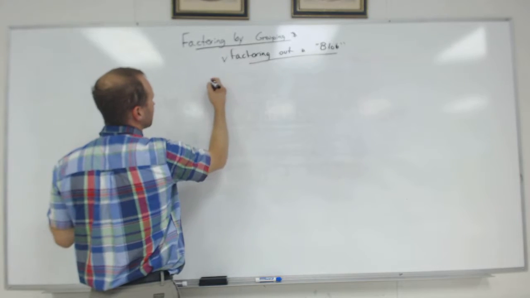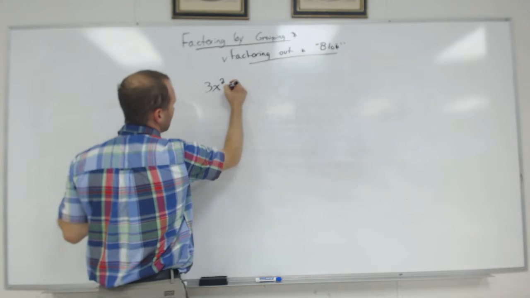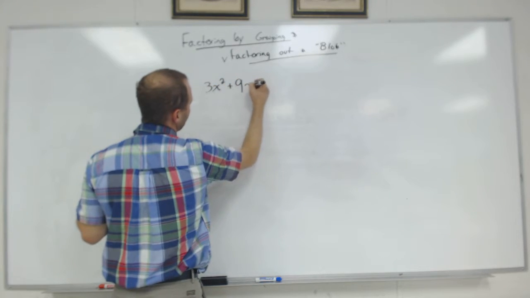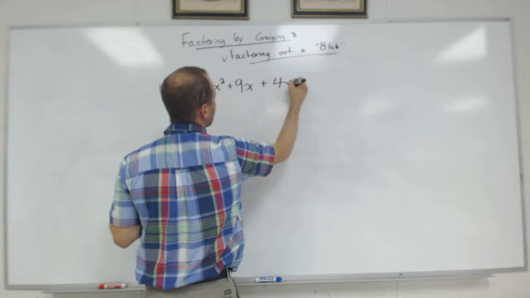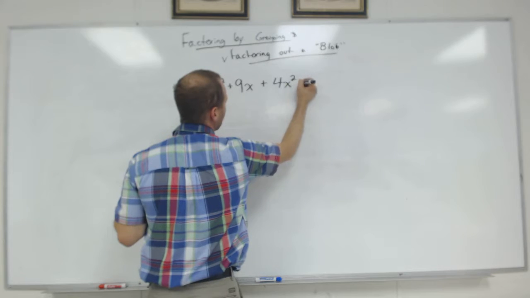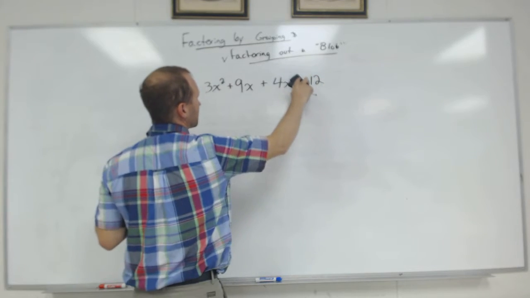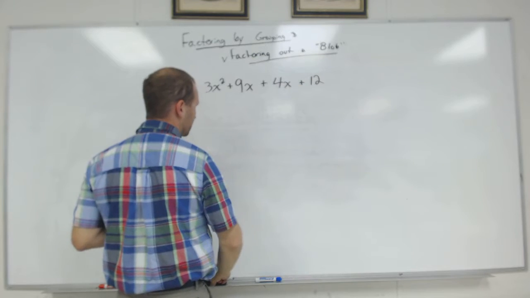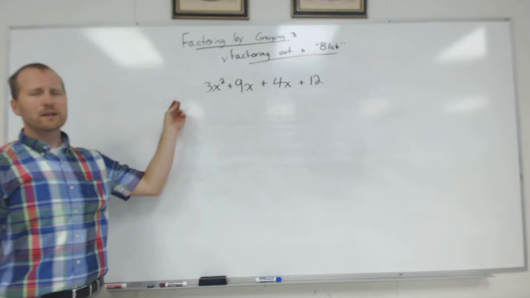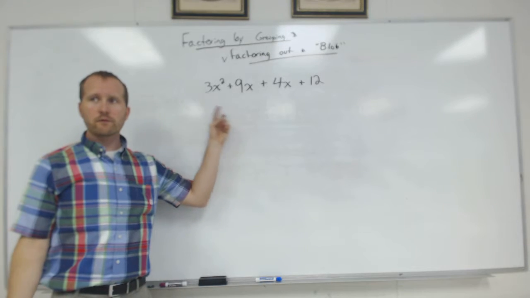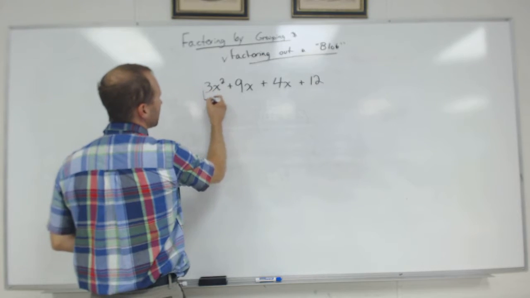What if I've got something like this? 3x squared plus 9x plus 4x plus 12. Oops, not x squared, 4x plus 12. So what do we immediately notice? There are 4 terms. Because we've got 4 terms, we're probably going to want to group it.